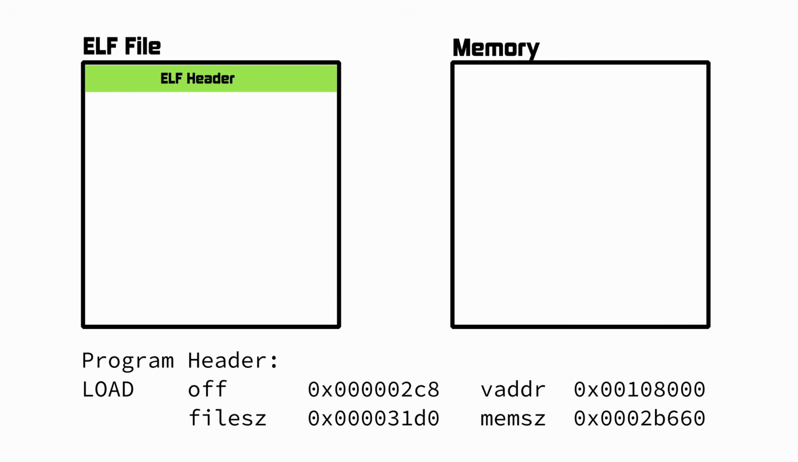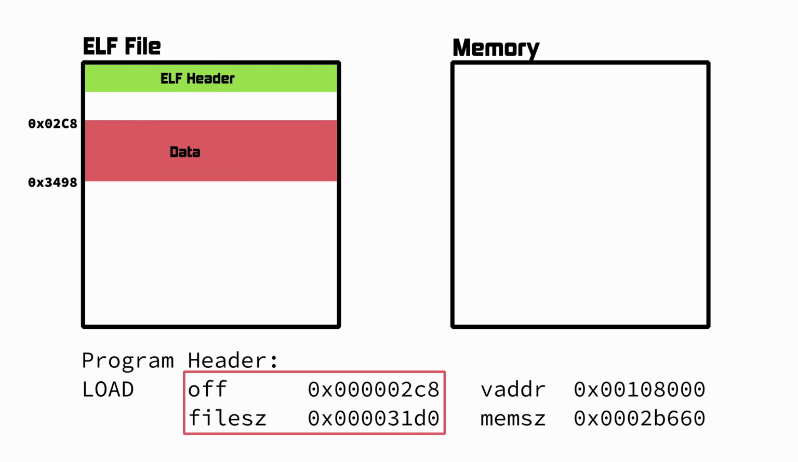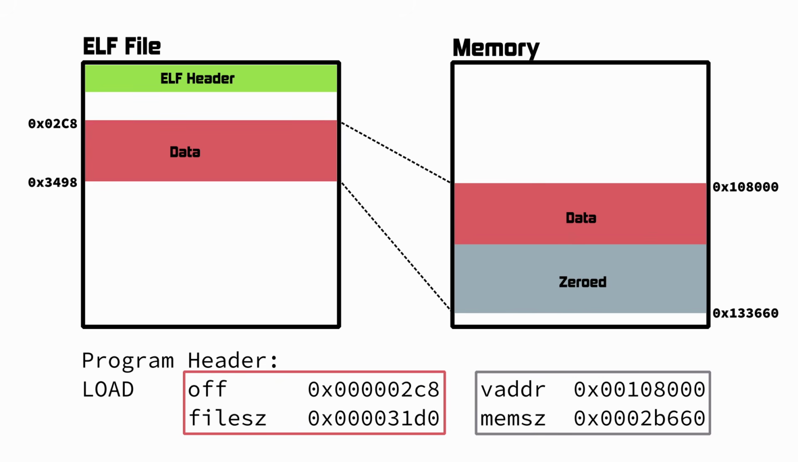Program headers tell an ELF loader which parts of a file to copy into memory and where to place them. Each header describes a region in the file in terms of an offset from the beginning of the file and a length for how many bytes to copy, called the file size. There's a corresponding virtual address that describes where in memory to place it, and a mem size describing how many bytes of memory will be used. Note that the mem size can actually be larger than the file size. When that happens, any additional bytes not used by the file size are zeroed for use by the application.